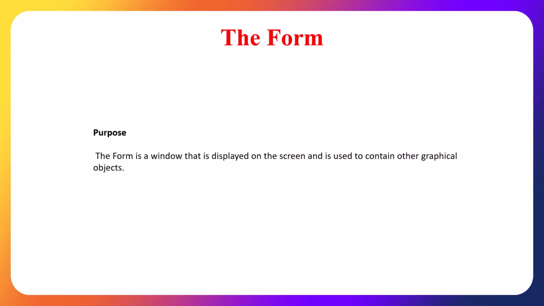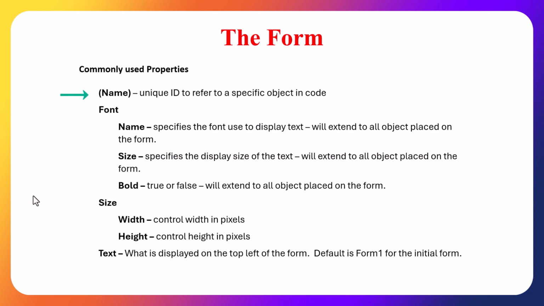The form goes in the toolbox because basically all your tools go in the form. The form is a window that is displayed on the screen and is used to contain other graphical objects. The commonly used properties are: there's a name. It's a unique ID to refer to a specific object in code.